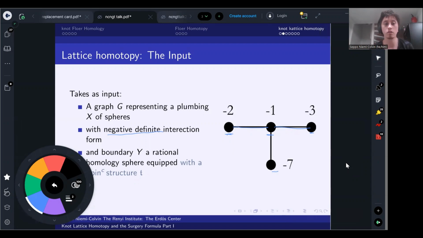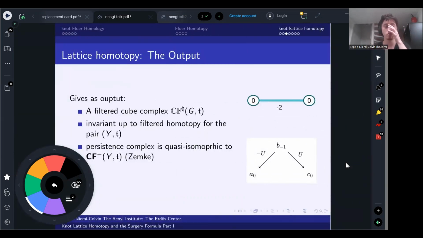And we also are going to assume, re-emphasizing my point from earlier, that our three-manifold, the boundary of this four-manifold, is a rational homology sphere. There's also the decoration of a spin-C structure in the background. This particularly means that all of our surfaces we plumb together are spheres, and also our graph is a forest. So any cycle in our graph would create b1 for our boundary.